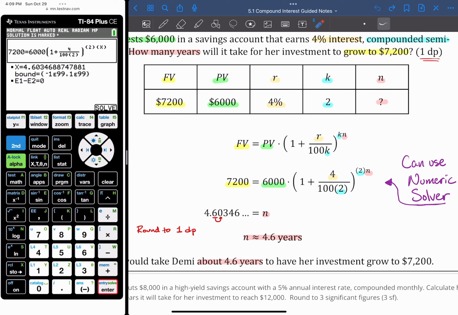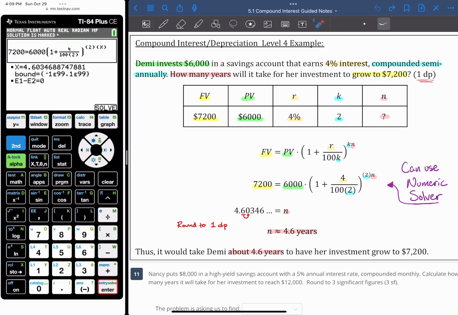So I got, rounded to one decimal, it's going to be 4.6, right? I look at the 6 that's in the first place after the decimal. The number to the right of that 6 is 0. So in this case, we do not round up, we round down to 4.6. So roughly, it's going to take Demi about 4.6 years for her investment to grow to 7,200.